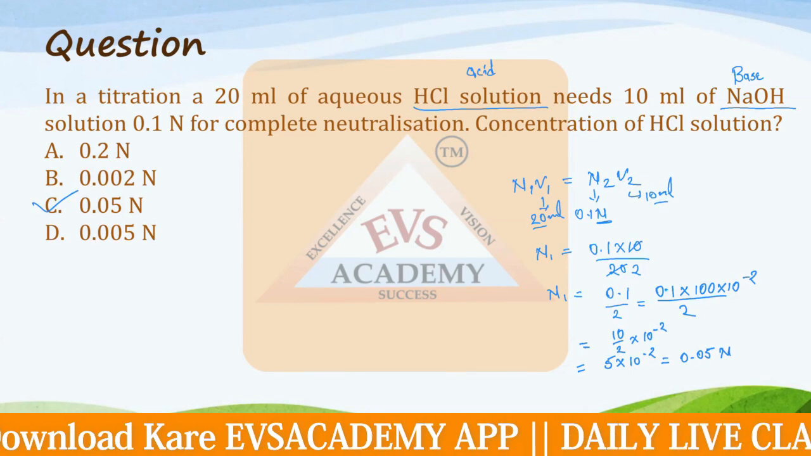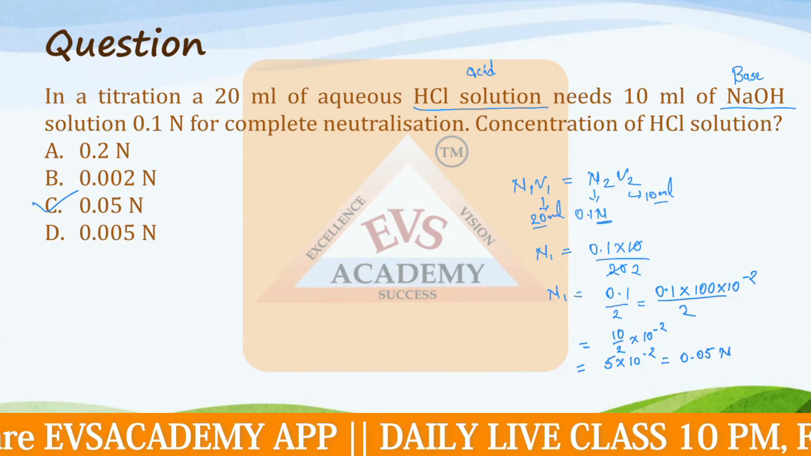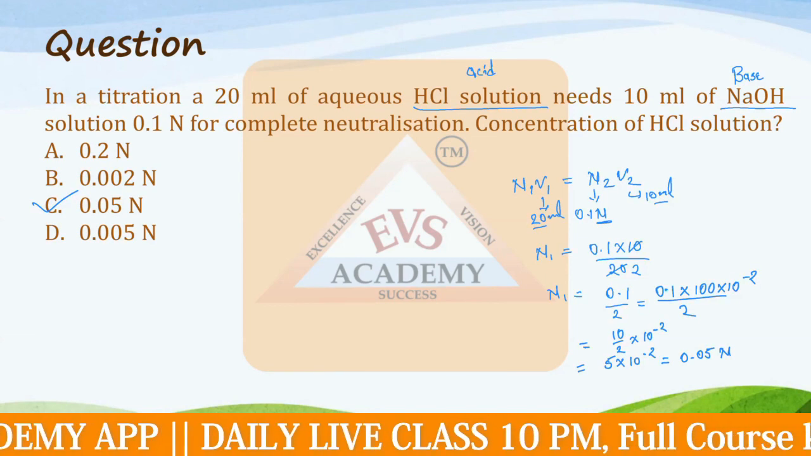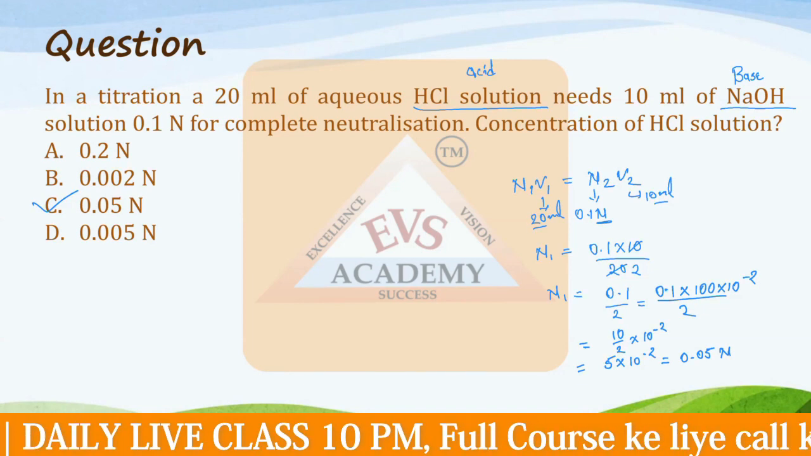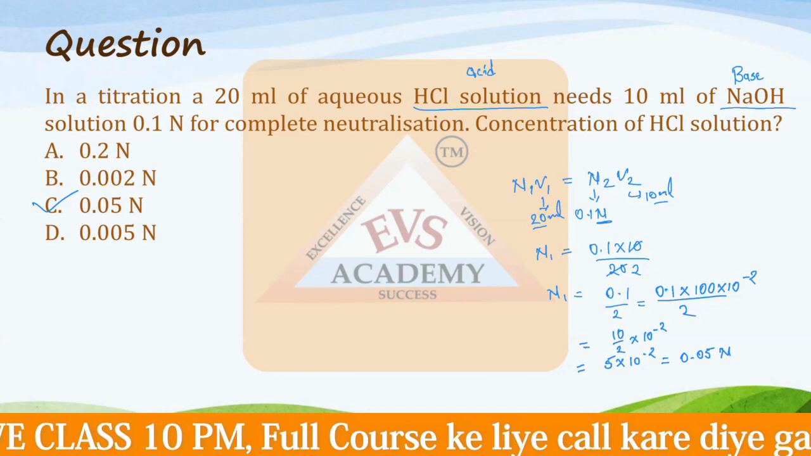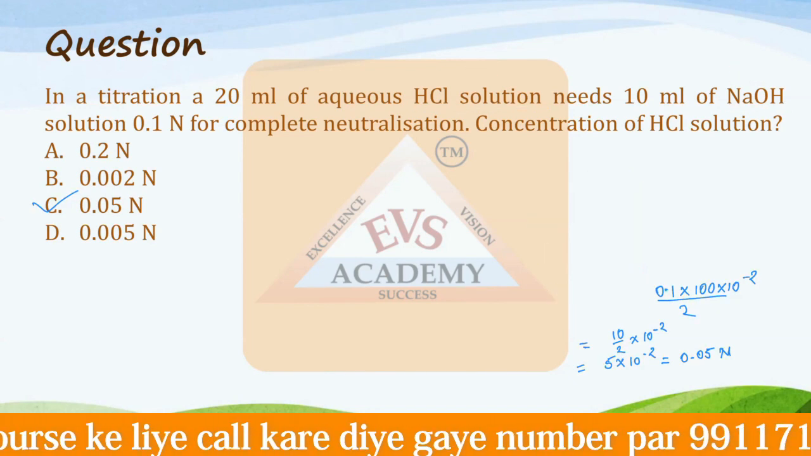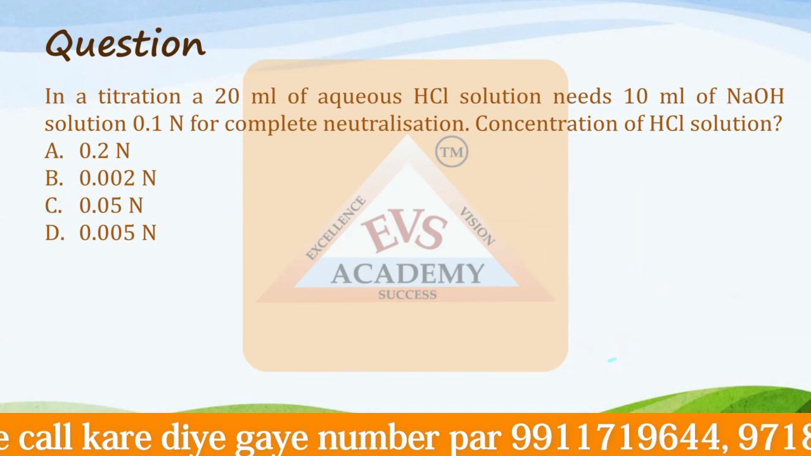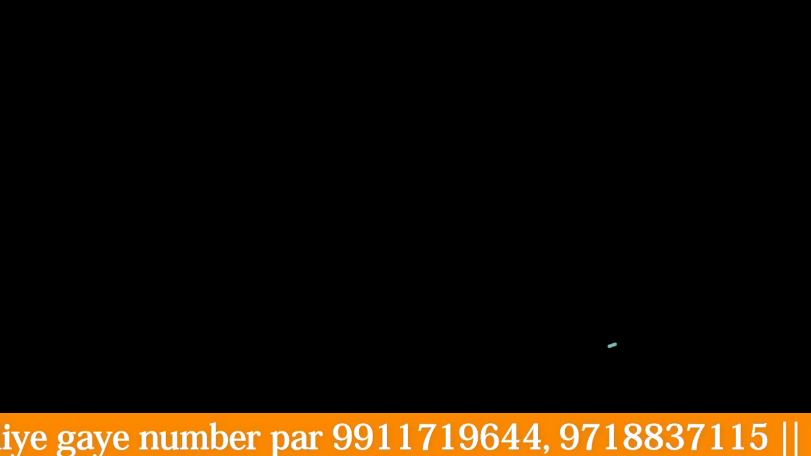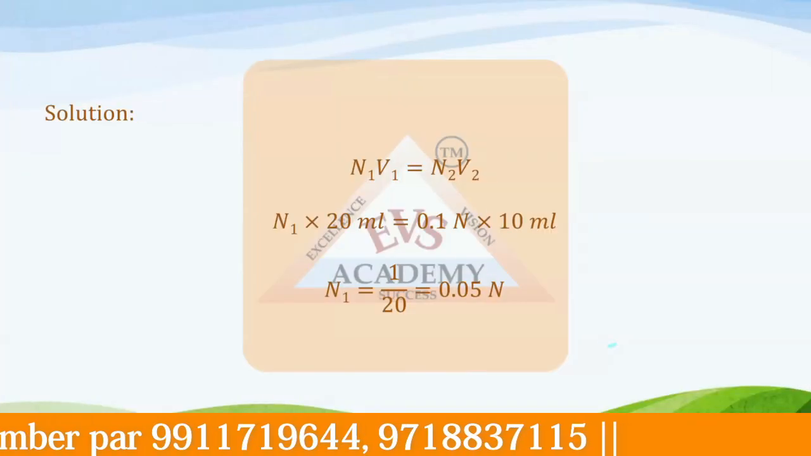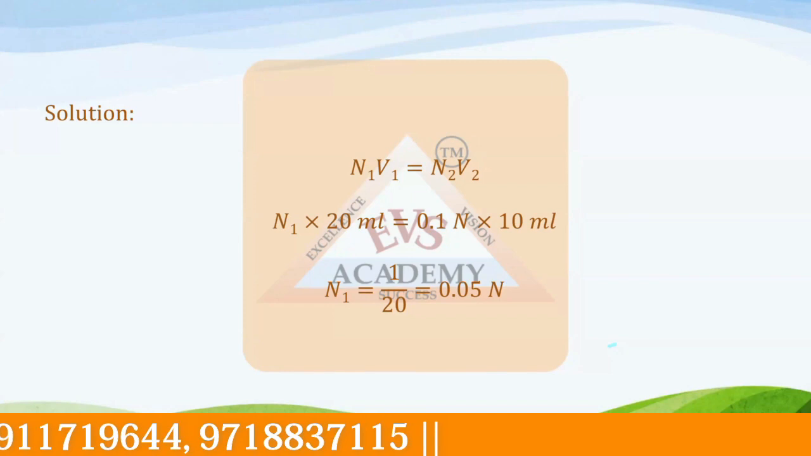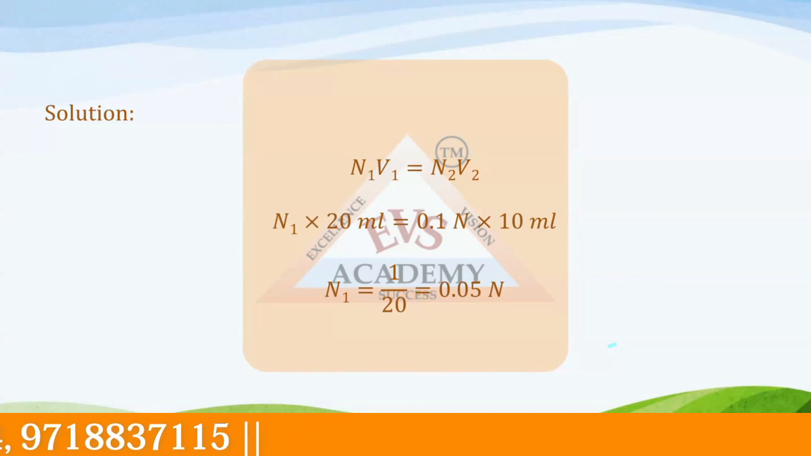So this N1 V1 equals N2 V2 is a very useful formula in this chemistry chapter as well as in the practical lab. Always remember it. If you want to create any solution, you can easily create it by applying this formula. The solution is also provided here in the PPT itself, the same thing: 20 ml, 0.1 normal, 10 ml, 1 divided by 10, 20 you can do here. So that is equal to, 0.1 multiplied by 10 is equal to 1.